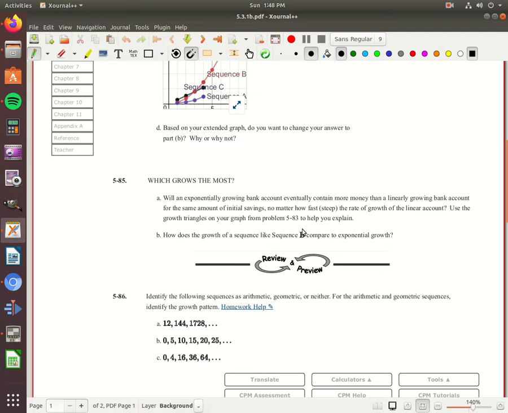An exponentially growing account will contain more money than a linearly growing bank account for the same amount of time, no matter how steep. How does the growth in sequence B compare to exponential growth? B isn't as fast either. Exponential growth will eventually win on both of those.